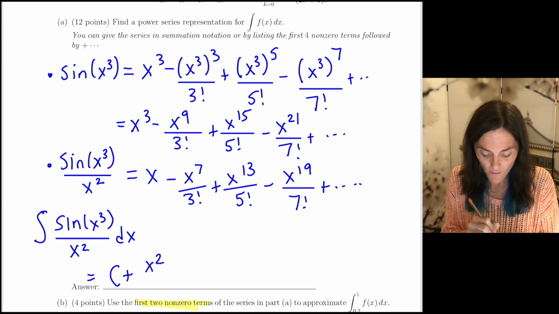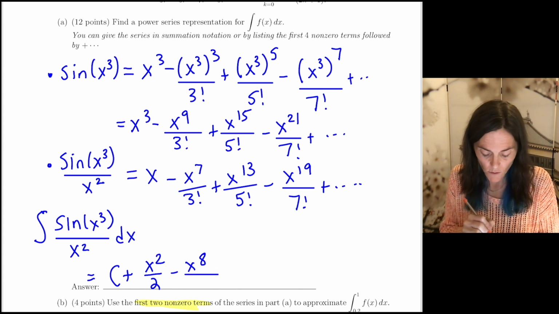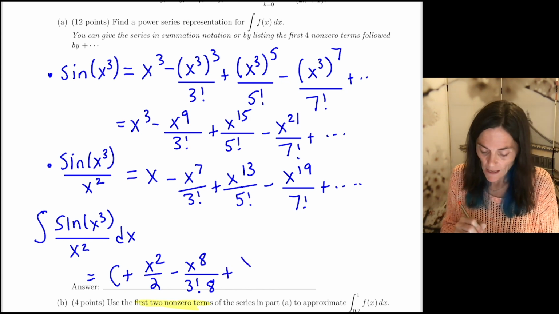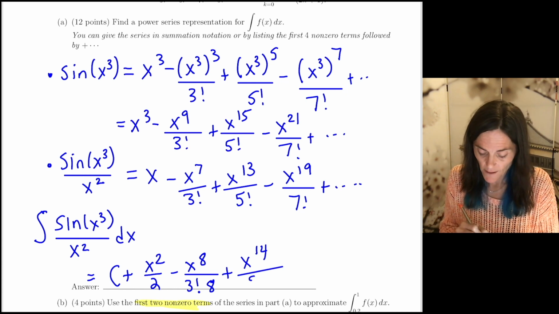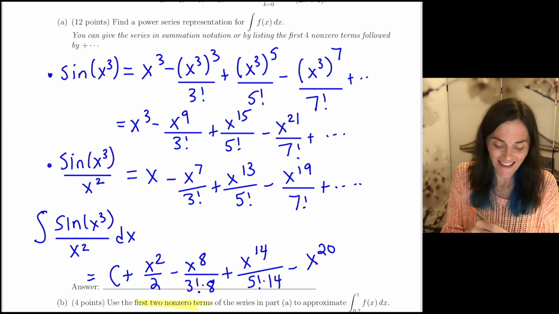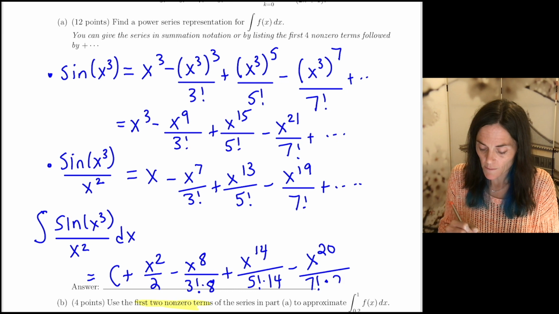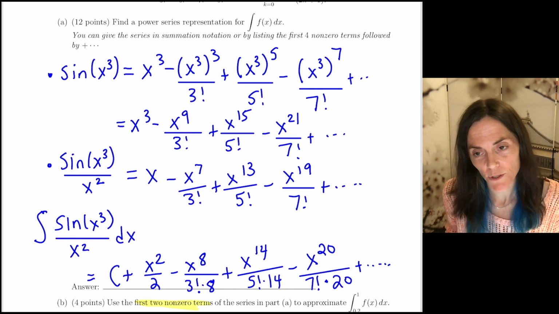So we have x squared over 2. We have minus x to the 8 over, I'll just leave the factorials, 3 factorial times 8, and then plus x to the 14 over, we have 5 factorial times 14, and then we have minus x to the add a power 20 over, we have 7 factorial times 20. This is the first 4 non-zero terms.